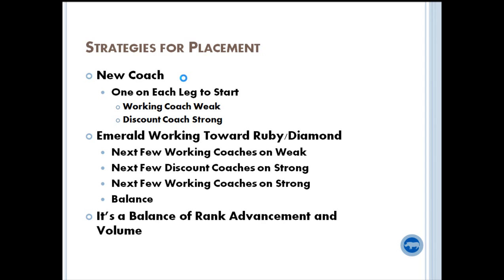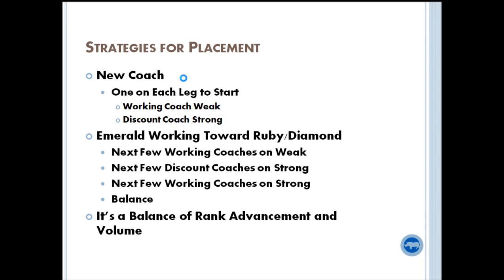So if you're Emerald working toward Ruby or Diamond, what I would do is I would start out with the next few coaches after you become Emerald, putting them on your weak leg to build volume so you can make more money, so you can get cycles and make that increase your check. And then after you've built your weak leg up a little bit, you're going to have to start balancing because you need 4 on each side. So then I'd start, if you get any discount coaches, I'd be putting them on the strong leg to help balance out and get your numbers. You need 4, so get your numbers with some discount coaches.